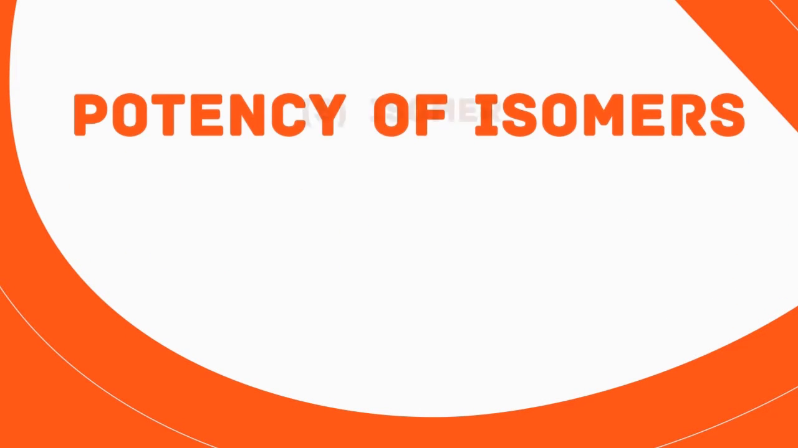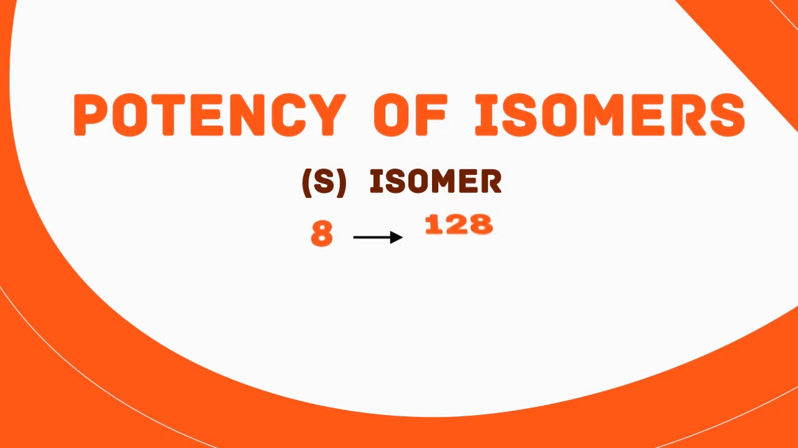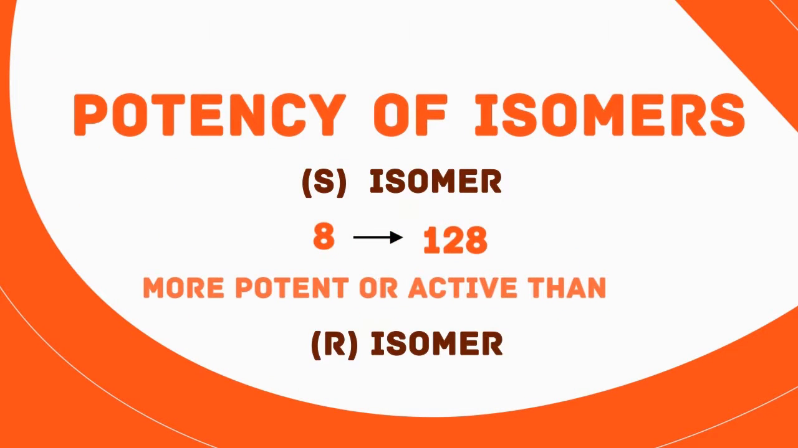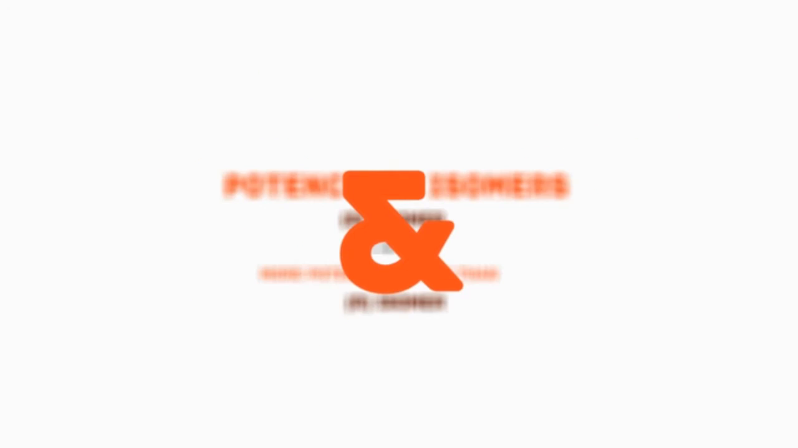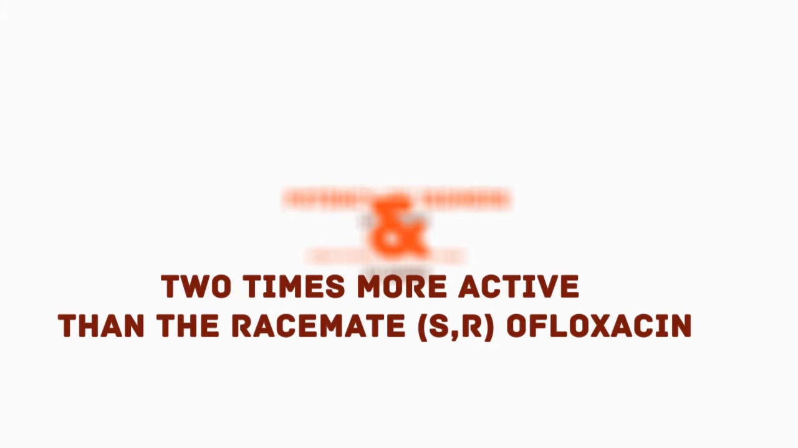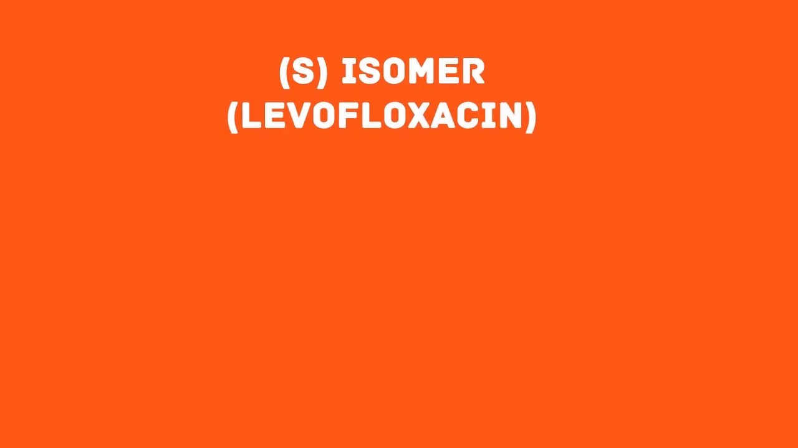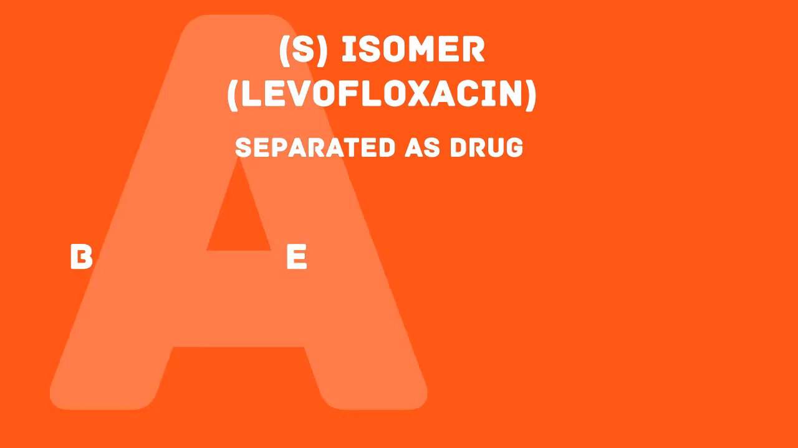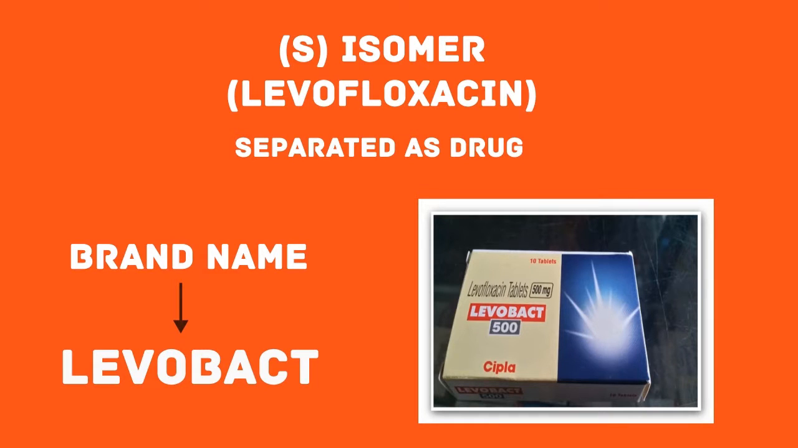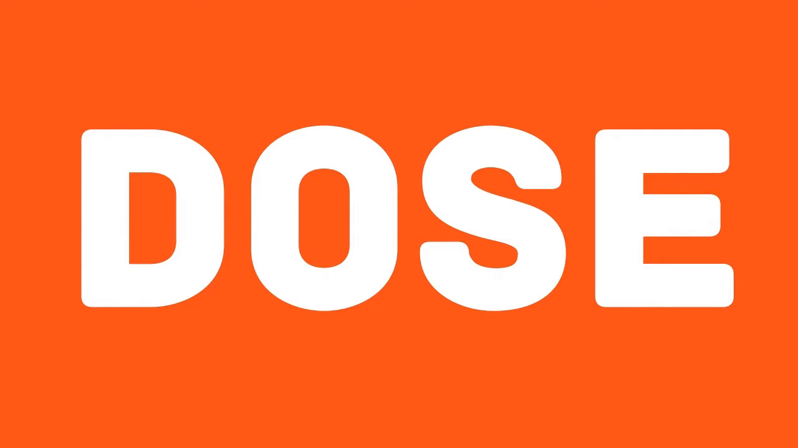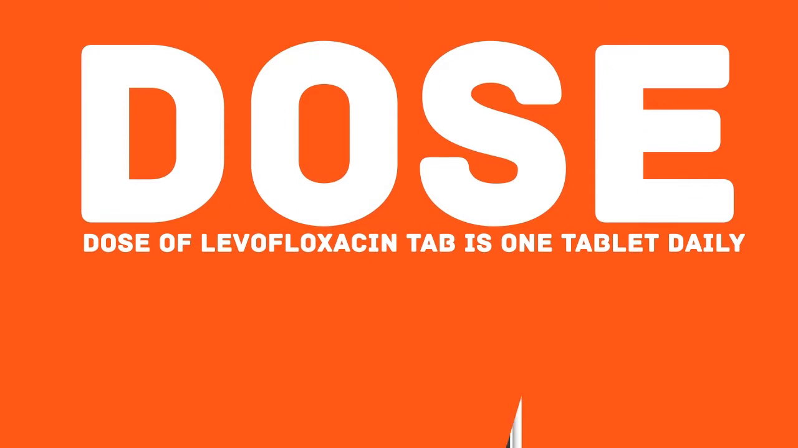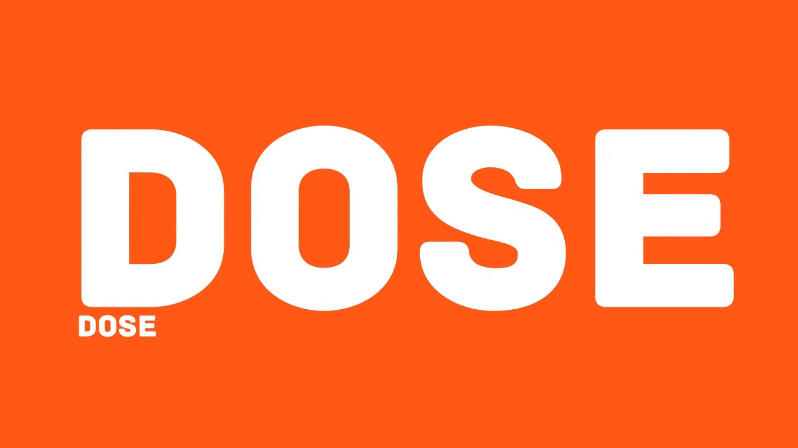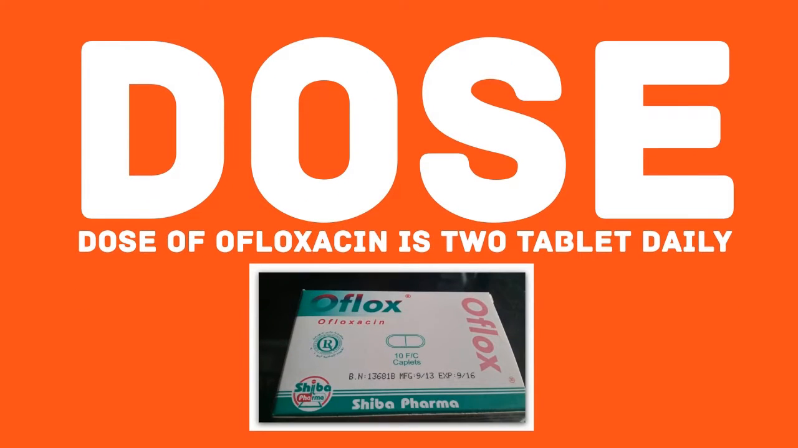Potency of isomers. The S isomer of ofloxacin is 8 to 128 times more potent or active than the other isomer, the R isomer, and approximately 2 times more active than the racemate of ofloxacin. This isomer, levofloxacin, has been separated as a drug, and its brand name is Levobact. Dose: since levofloxacin is 2 times more active than the racemic mixture of ofloxacin, the dose of levofloxacin is 1 tablet daily, while the dose of ofloxacin is 2 tablets daily.